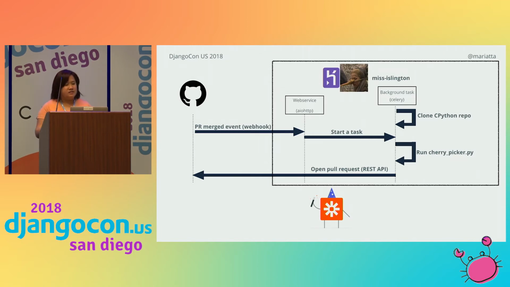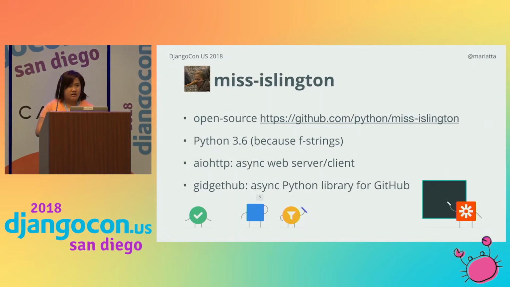This bot is called miss-islington. So miss-islington is open source. You can check out the code. It is Python 3.6. It uses AIO HTTP, which is an async web server and client. But the real magic that makes building bots and working with GitHub API easy is gidgethub. Gidgethub is a library maintained by Brett Cannon, who is another Python core developer. This is the library you want to use if you want to build your own integrations with GitHub. If you want to build bots with Python 3.6 and above, use gidgethub.